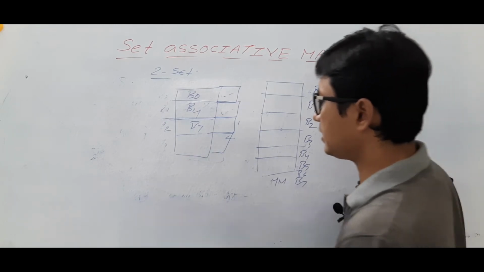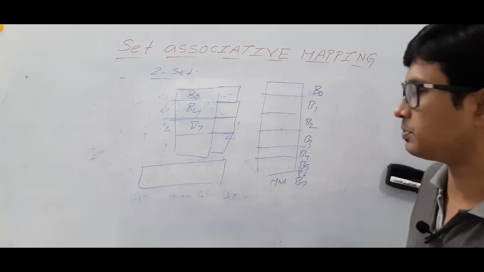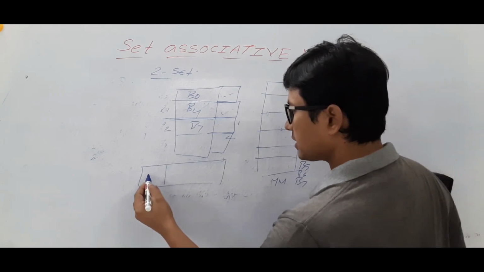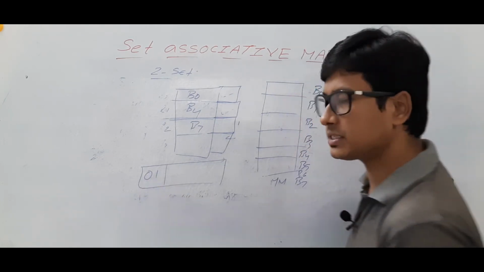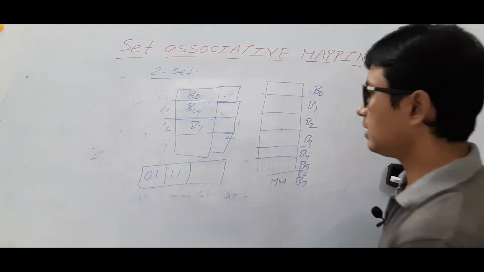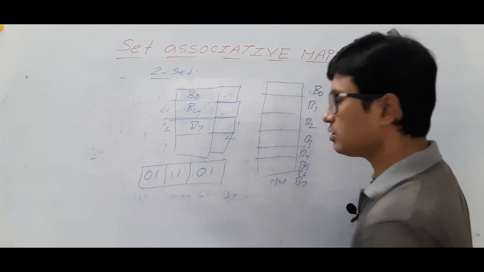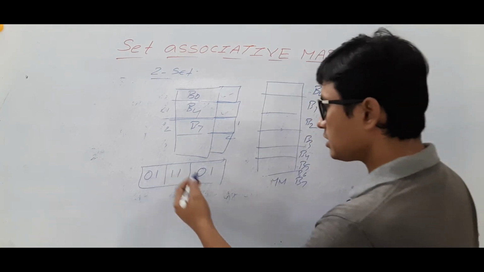Let me write it as a 6-bit address. Let's take the tag bits as 2 bits, and the set number as 2 bits, and then this is 0, 1. Let's take that. Then what is this word?